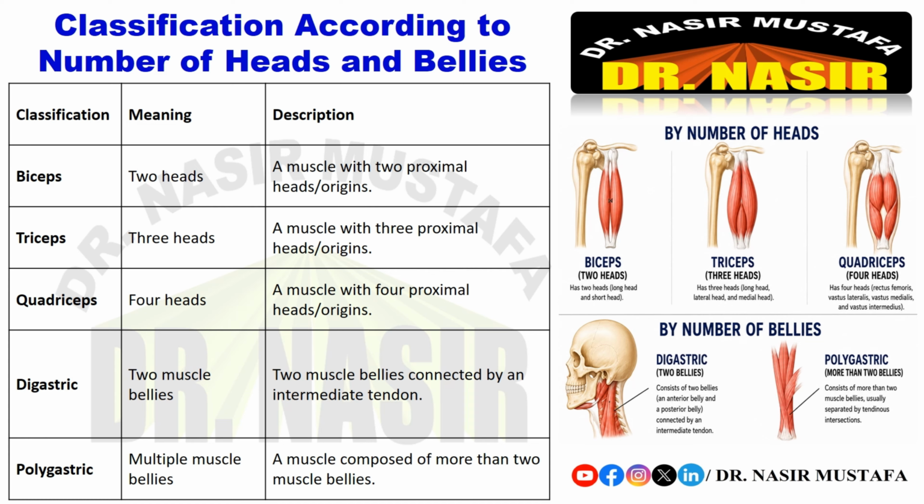Muscles can also be classified according to the number of muscle bellies. A digastric muscle has 2 muscle bellies connected by an intermediate tendon. A polygastric muscle has multiple muscle bellies. These terms are useful because they provide information about the anatomical organization of a muscle directly from its name.